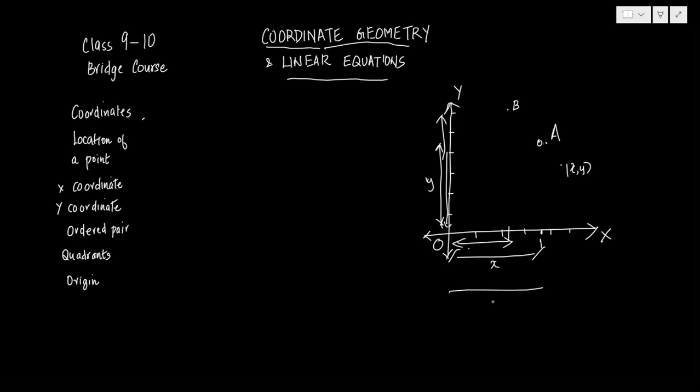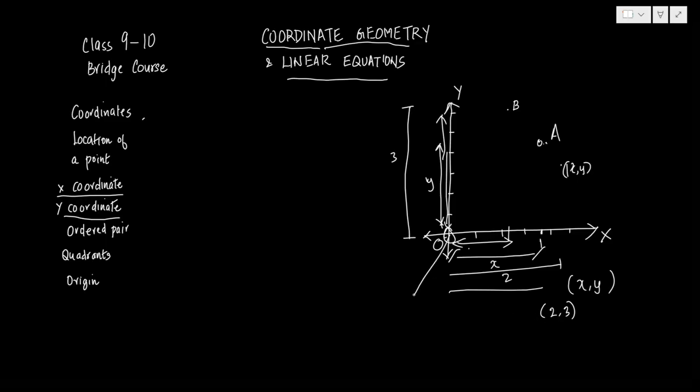This x value is also called the x coordinate, and the y value, let's say for point B, is also called the y coordinate. And the location of the point is always given in a pair like x comma y. This can be 2, for example. This can be 3, for example. So the location of point B is 2 comma 3 from this point. This point is called the origin. With respect to this point, we can identify the location of point A and point B.